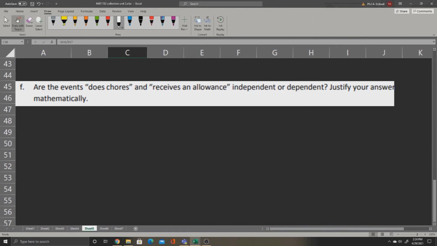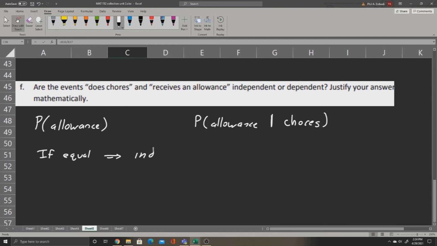Here's our plan of attack for this question. First, we find the probability of receiving an allowance. And then we also find the probability of receiving an allowance given that we're doing chores. Now, if these two probabilities are equal, we can say the events are independent. Now, if they're not equal, that means they're dependent.